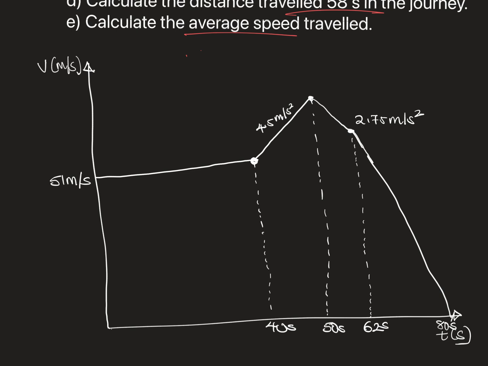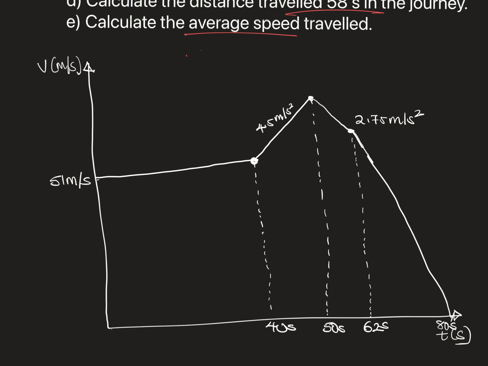This is roughly how our velocity time graph is supposed to look. The body started moving at 51 meters per second for 40 seconds, then it accelerated at 4.5 meters per second squared for a duration of 10 seconds, after which it decelerated at 2.75 meters per second squared for a period of 12 seconds. Then it finally decelerated, or retardates, to rest in 18 seconds.